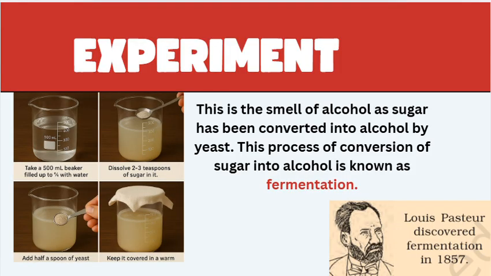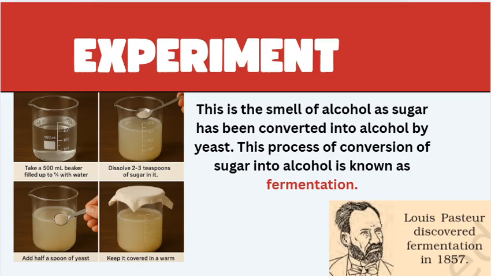Let us perform another experiment. What you do is take 500 ml of water in a beaker and dissolve 2-3 tablespoons of sugar in it. Add half a spoon of yeast to this and keep it covered in a warm environment. Now, you will observe a smell. This smell is of alcohol, as sugar has been converted into alcohol by yeast.